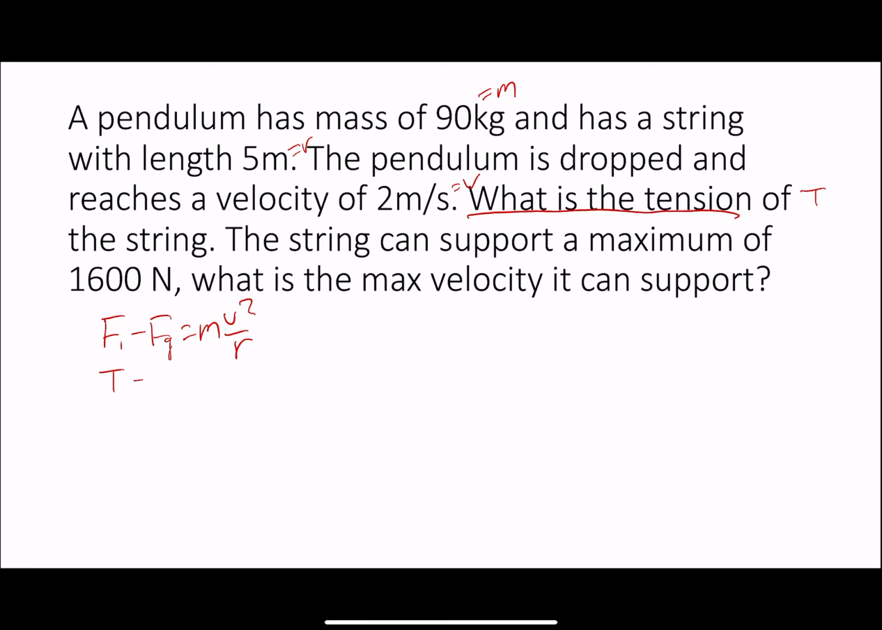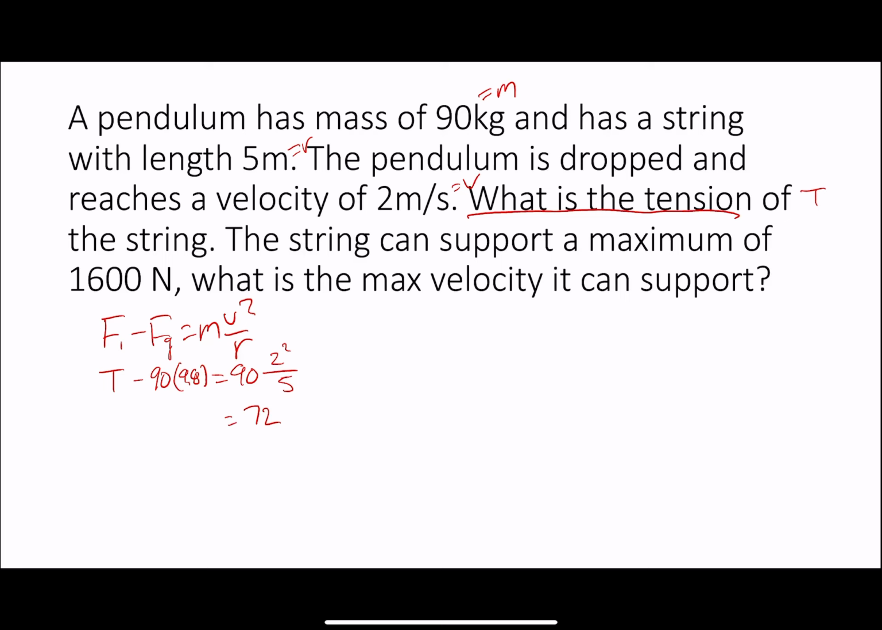We know our mass is 90, and our g is 9.8, because I'm plugging in Fg equals mg. Again, our mass is 90. V squared is 2 squared over our length of 5. And so I'm going to plug that in. 90 times 4 divided by 5. I get 72 over here.